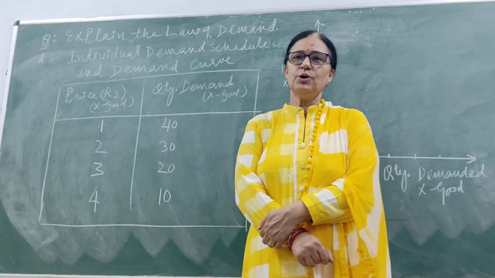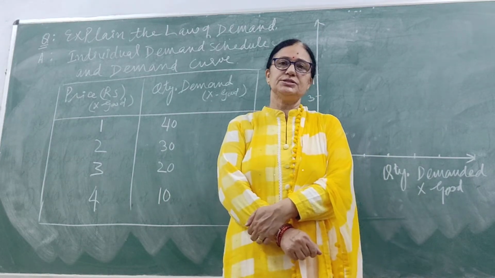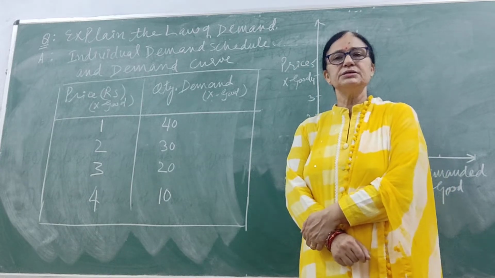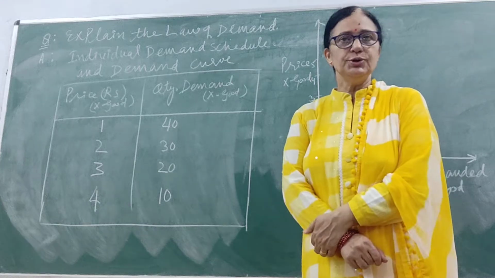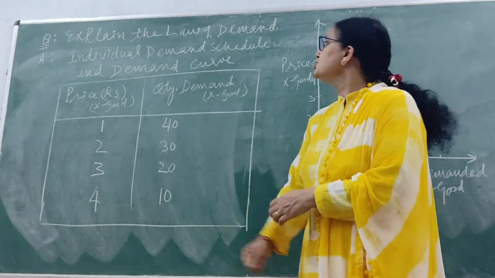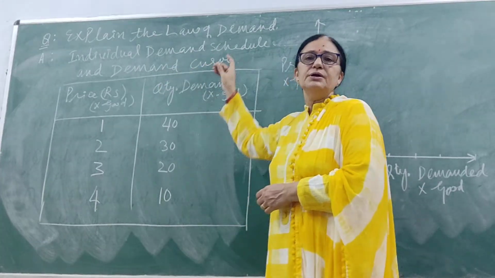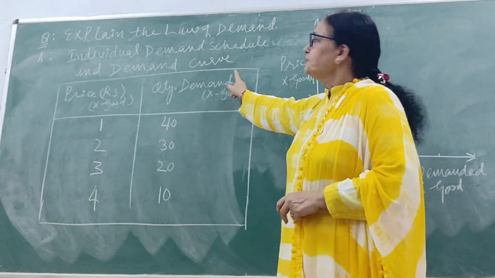Yes, students, we continue with the explanation of the law of demand. As we discussed earlier, the law of demand can be explained in two ways. One is the demand schedule and second is the demand curve. So first we take an individual demand schedule and individual demand curve. व्यक्तिगत मांग तालिका और व्यक्तिगत मांग वक्र.